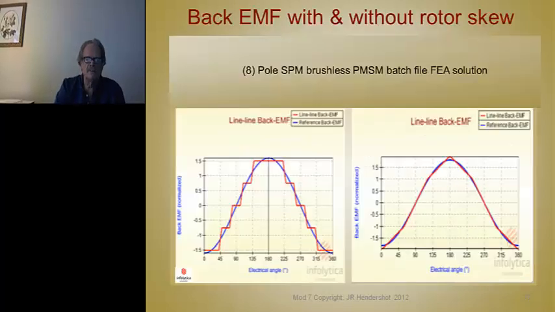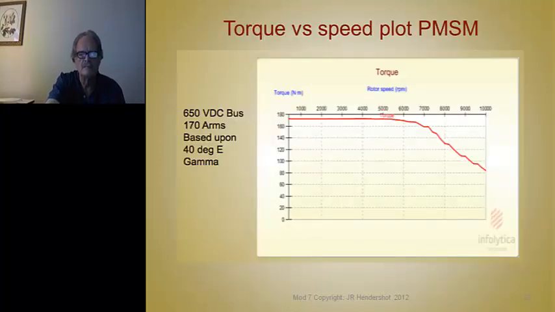You can predict the back EMF using finite element solvers. This is an example of a solution with no skew and with skew, and in the background is the idealized sine wave outline that you're shooting for.